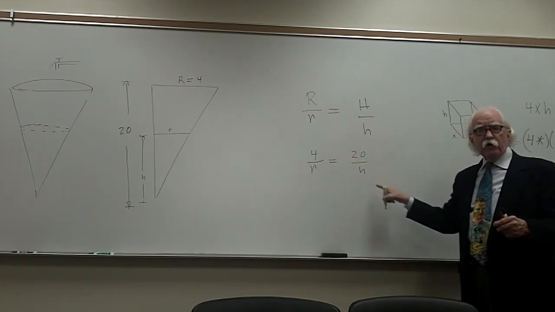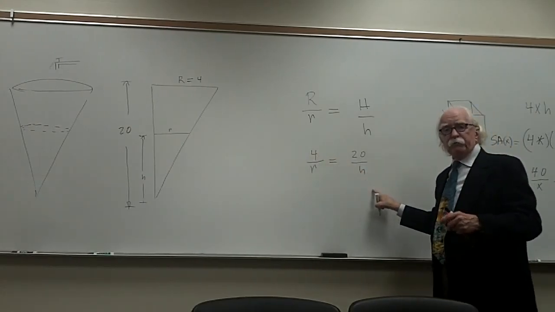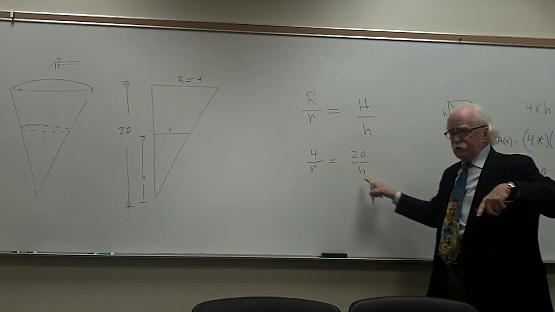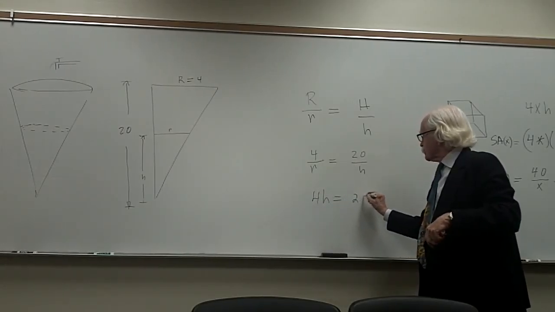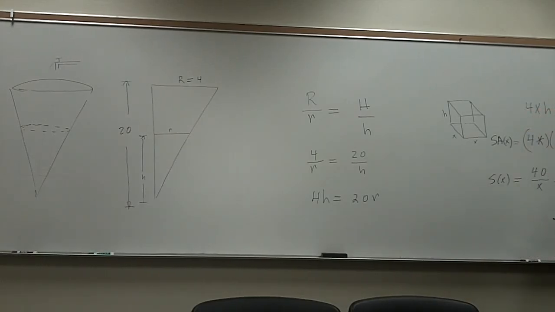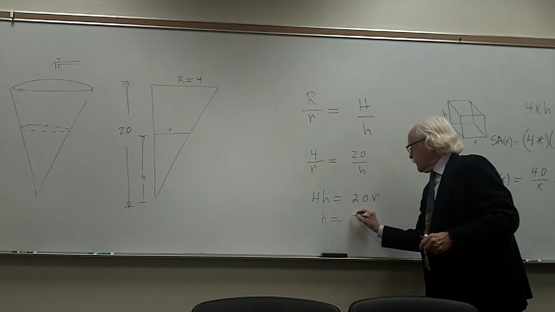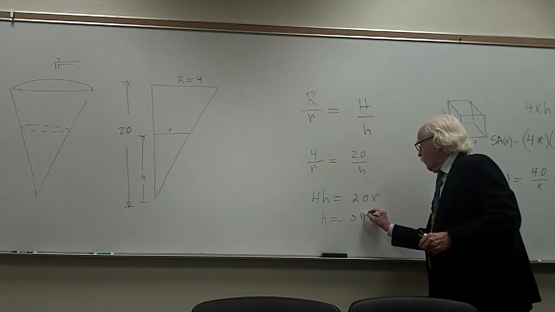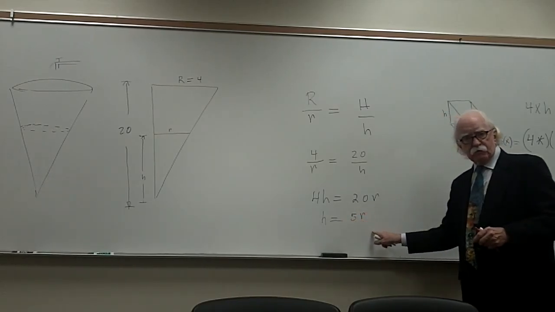Watch what you can now do. Everybody take a look at this. I can cross multiply. You remember doing it? Y'all know how to do this. It says 4H equals 20R. Right? Everybody see that? So now I can solve this equation for H and say H is equal to 5R. Everybody see this? H is equal to 5R.